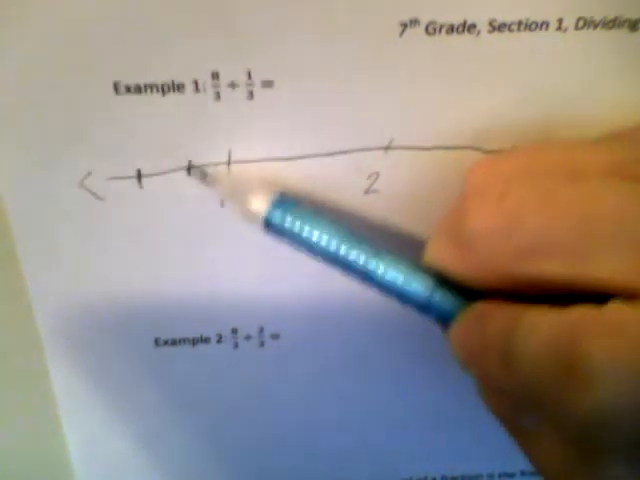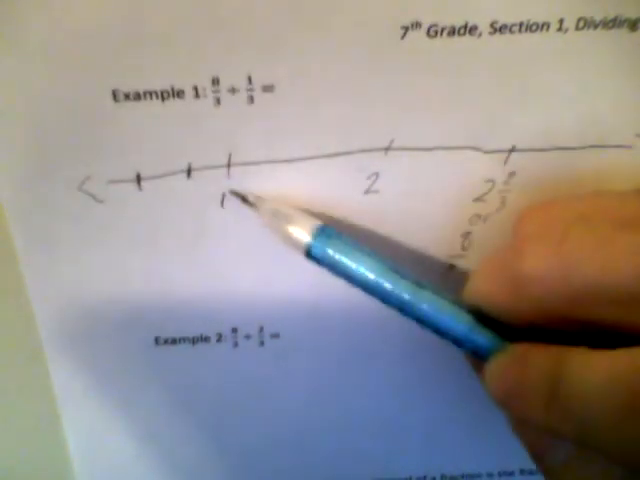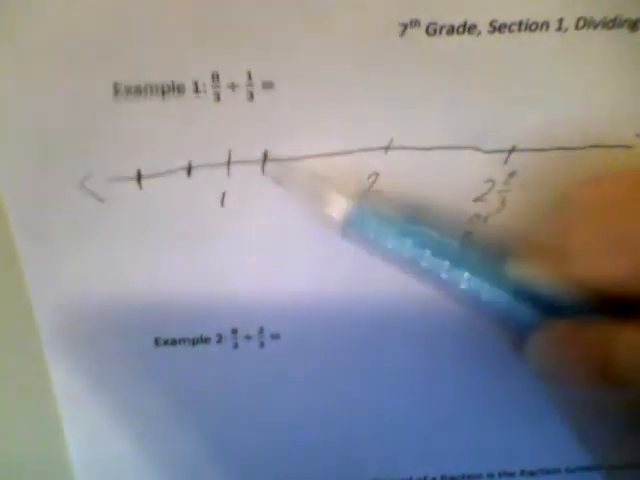Okay? Now, I want to divide by 1/3. So before I do that, I'm going to divide up each of these wholes, each of these segments, into 3 parts. So this is 1/3, 2/3, 3/3, or 1. This is 1 1/3, this is 1 2/3, this is 2, this is 2 1/3, and 2 2/3.